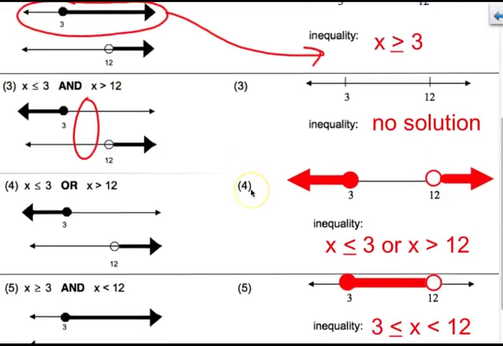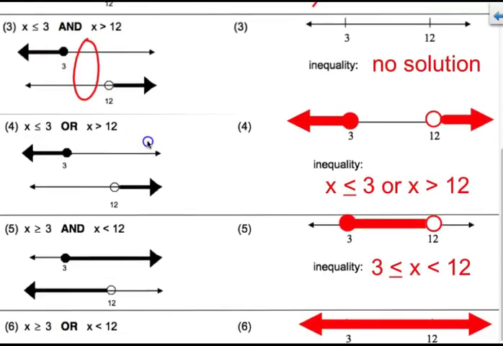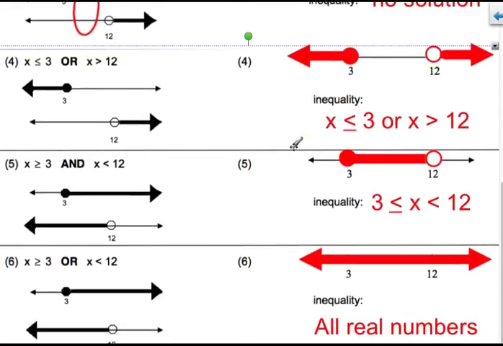On number 4, I had an or problem. It looked normal. It went opposite ways, so you just had to recopy the problem over. On number 5, you had an and problem. You were looking for the overlap, which would be right here. So closed circle on a 3, open circle on a 12, and we were going to shade between. So every number in between here would be a solution, but not 12.